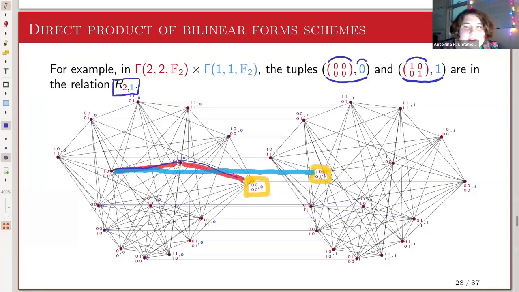And the rank distance between the second pair of matrices is 1, which is represented by this blue edge. So this is how we define the relation: 2 for the rank distance between the first matrices and 1 for the rank distance between the other two matrices.